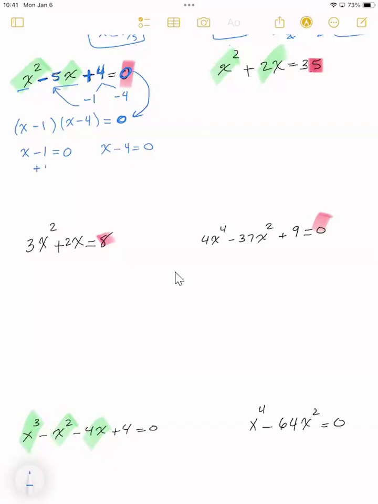and solve. Add 1 to both sides, you get x is 1. Add 4 to both sides, you get x is 4. So the solution to this problem is 1, 4.